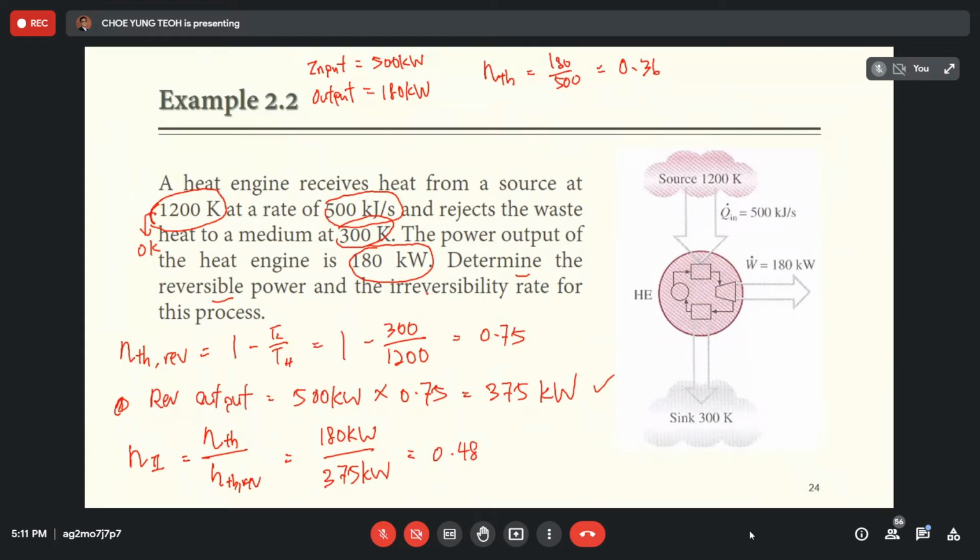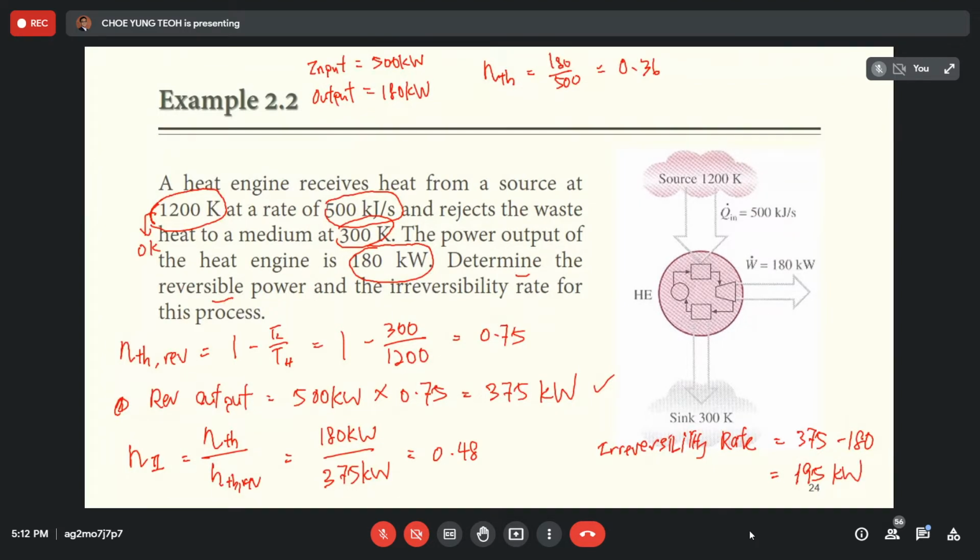Okay, and then the irreversibility rate for this process. Irreversibility rate means how much power is lost. So the losses, you can see, from 375 you only get 180. So the losses is equal to 375 minus 180. So the irreversibility loss is 195 kilowatt.